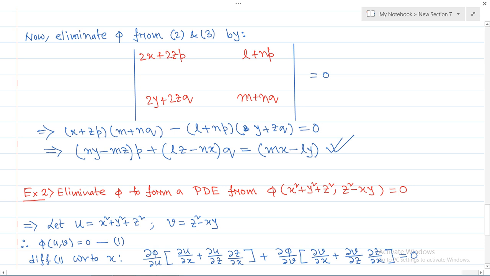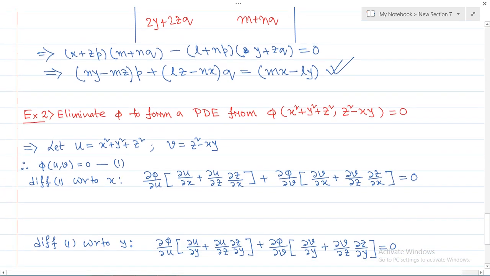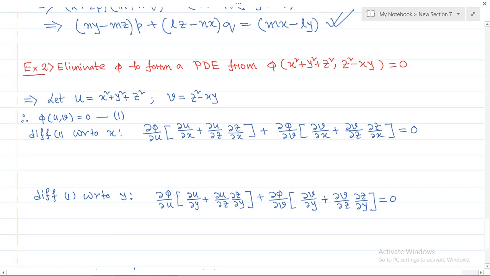Let us come to the next problem and the last problem of today's lecture. So now similarly we have to eliminate phi to form a partial differential equation from the given relation, that is phi of x square plus y square plus z square and z square minus xy. As I have told you already, two terms are there. First term you have to consider as u, second term you have to consider as v. So u equals x square plus y square plus z square and v equals z square minus xy. Phi of u, v equals 0.